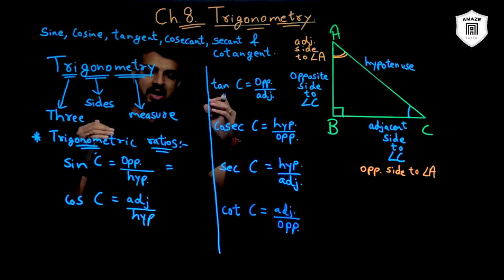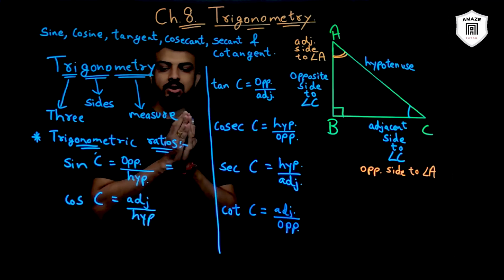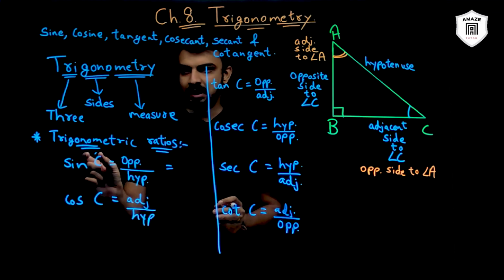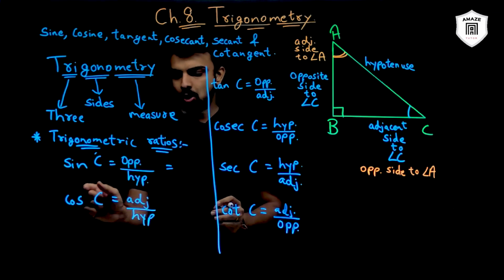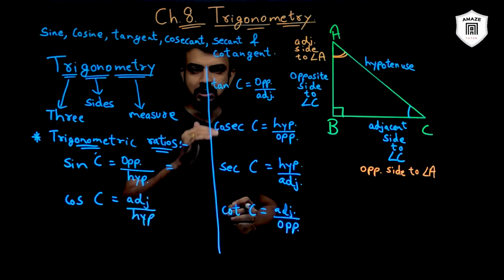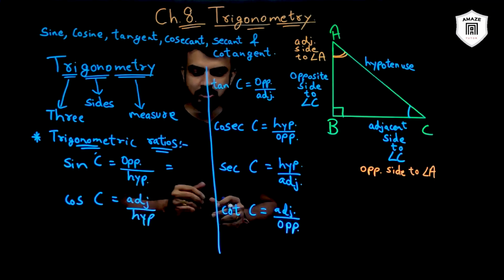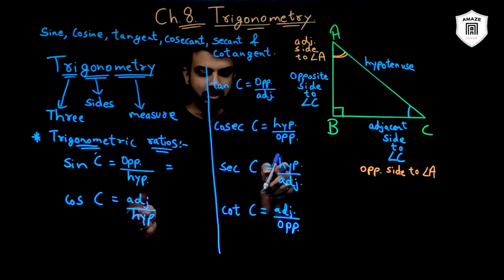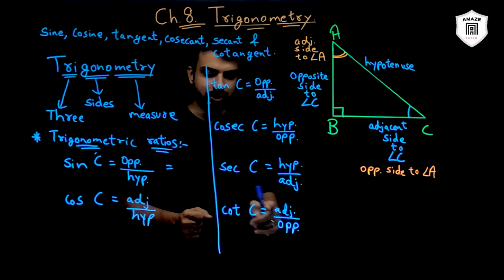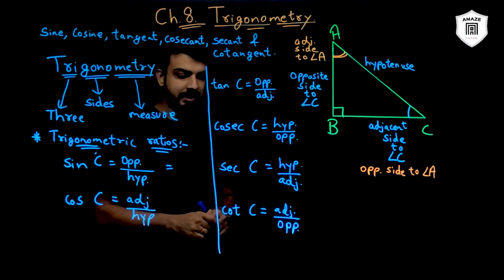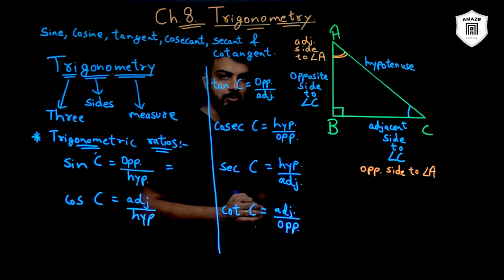So these are the 6 trigonometric ratios. Sine of any angle is opposite upon hypotenuse. Cos of any angle is adjacent upon hypotenuse. Tan is always opposite upon adjacent. Cosec is hypotenuse upon opposite. Sec is hypotenuse upon adjacent, and cot is adjacent upon opposite. Clear?